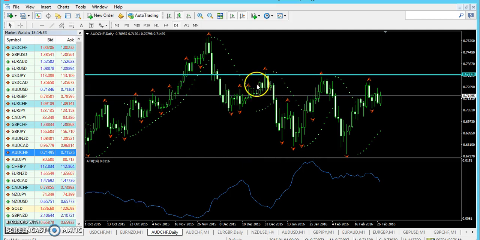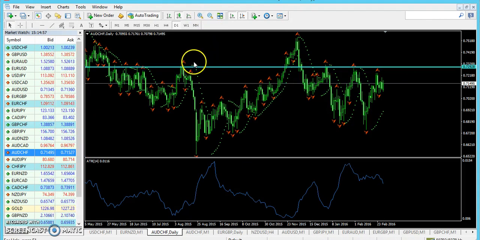Okay, so look. Let's go back. It depends. Look, there we go. Let's see. Fractal and parabolic, the same thing. It depends whatever you like. Okay, so look. Here you can see that was resistance, then support, then resistance. But you can rely on them yourself.